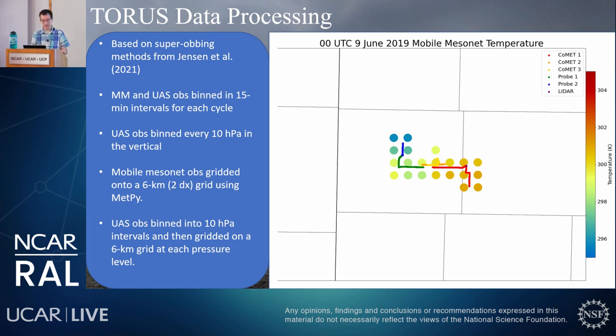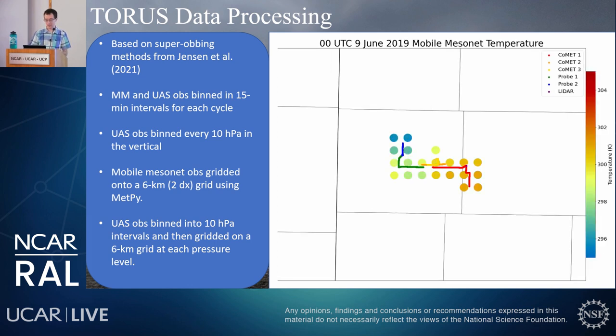Then both these data sets are gridded onto a 6-kilometer grid in the horizontal using MetPy. The mobile MESONET, of course, just at the surface. That'd be a slight problem if the mobile MESONET was not at the surface. And UAS obs are then also gridded in those 10 hPa bins in the horizontal, so you've got kind of a slice at each horizontal bin.